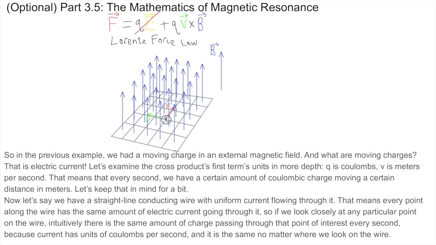So in the previous example, we had a moving charge in an external magnetic field. And what are moving charges? That is electric current. Let's examine the cross product's first term's units in more depth. Q is coulombs, V is meters per second. That means that every second we have a certain amount of coulombic charge moving a certain distance in meters. Let's keep that in mind for a bit.